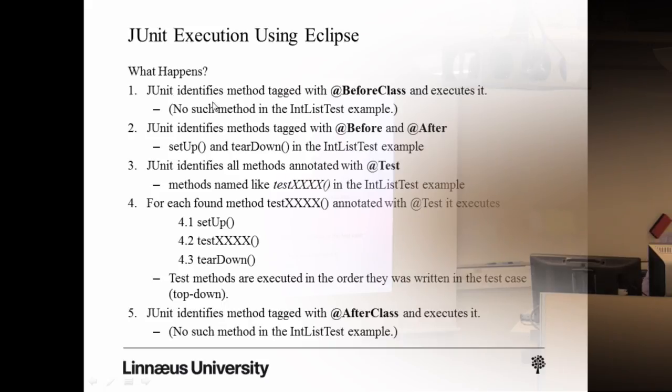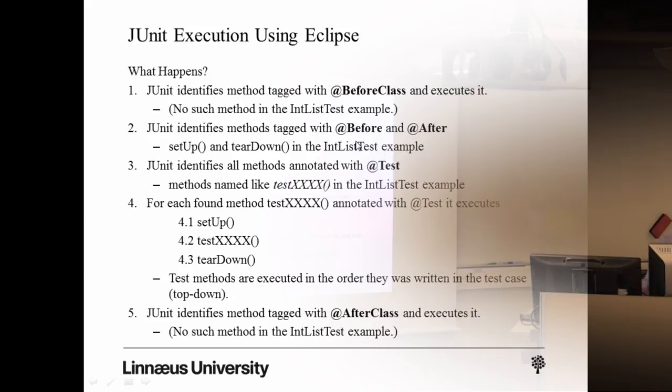Other than the before, we also have another annotation, which is the before class annotation. The before annotation is used if you want to execute a method before the execution of each test method. But sometimes we want to execute a method not before every test method, but only once when the test class is executed. So if you want to run a method only once before the test execution, we use this before class, and similarly we have an after class.